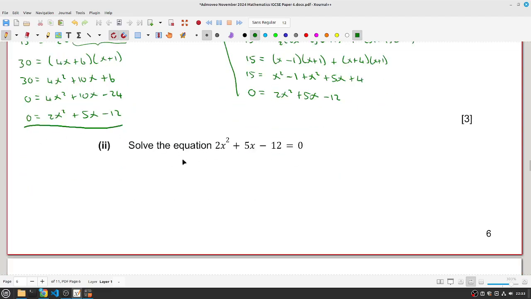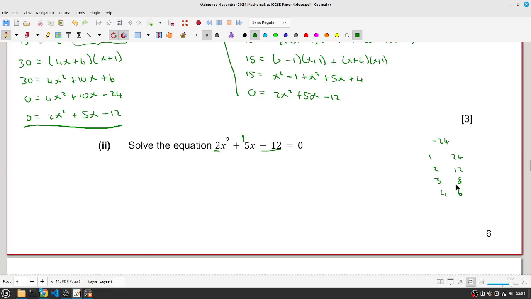Okay, now we have to solve this equation. Again, let's check if we can factorize it. How do we do that? We take the coefficient of the x squared times the constant. So 2 times negative 12 is negative 24. Now we find all the factor pairs of 24: 1 and 24, 2 and 12, 3 and 8, 4 and 6. If we add or subtract these, we need to get the 5, the middle term.